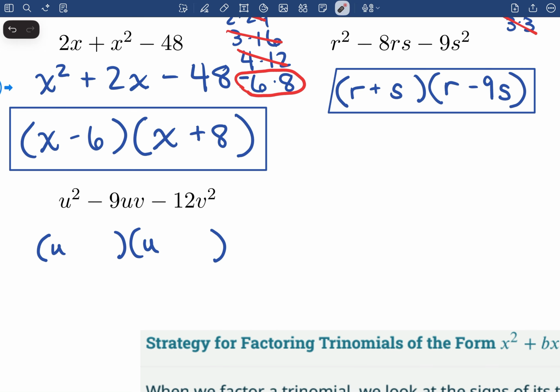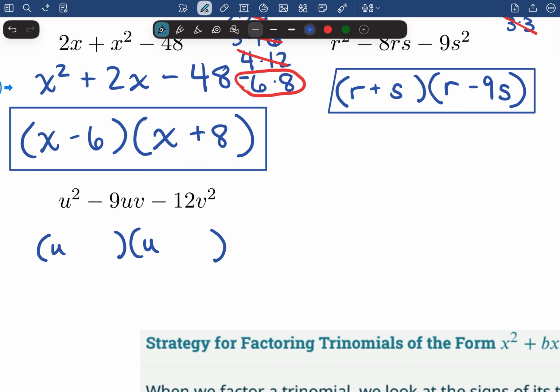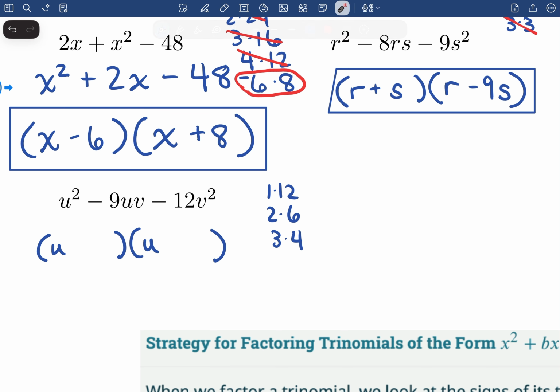Now I'm going to ignore the v's for a second, and I'm just going to think about this negative 12 and negative 9, this constant and linear term. So let's find all of the factors of 12. I have 1 times 12, 2 times 6, and 3 times 4. These are all of the factors that multiply together to make 12. But it's negative 12, so I know that one of my sets of factors has to be negative. And I know they have to sum to negative 9.